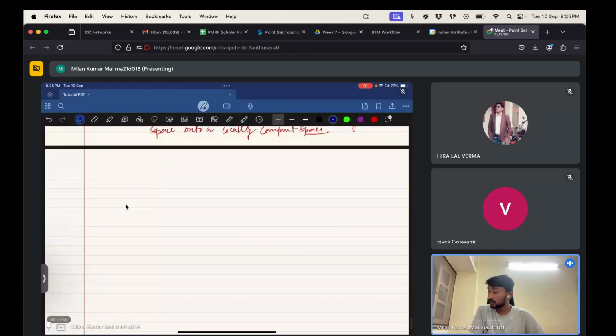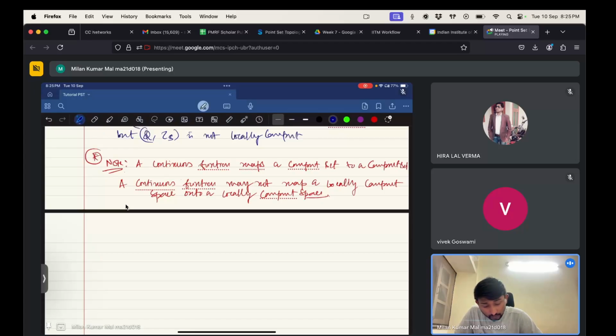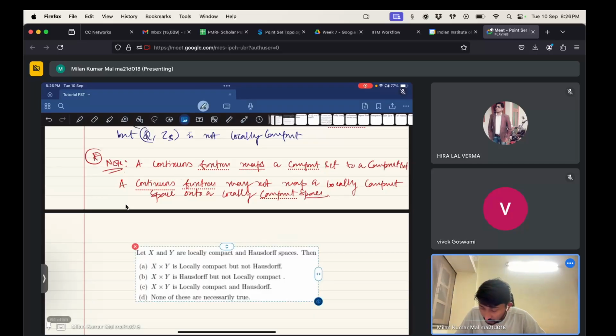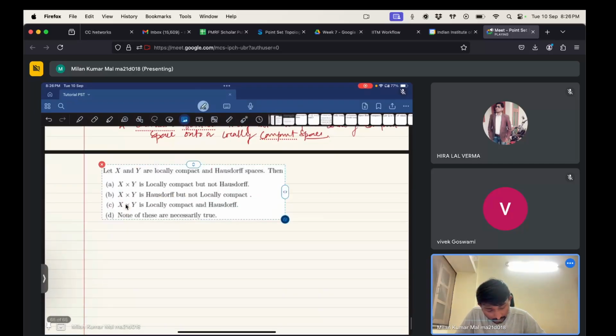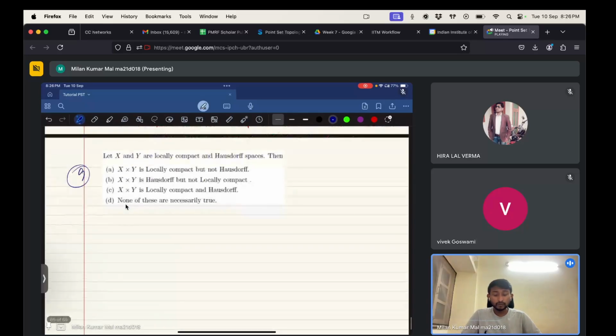Okay, next is question number 8. Sorry, I have already done question number 8, I think. So next is question number 9. The question looks bigger, but the answer is very easy. Question 9: if X and Y are locally compact Hausdorff spaces, then X cross Y is locally compact Hausdorff. What property is maintained?